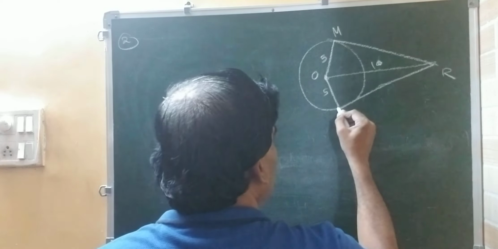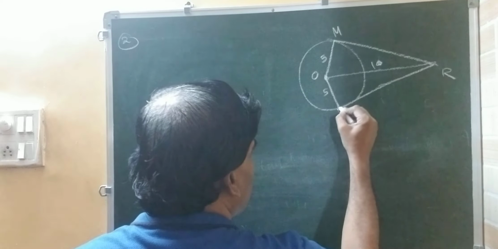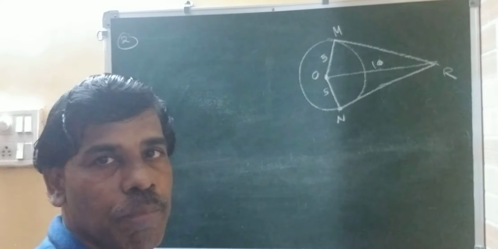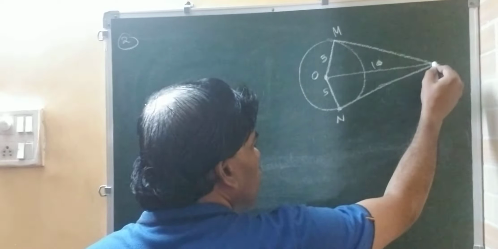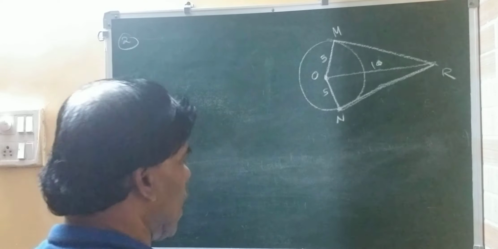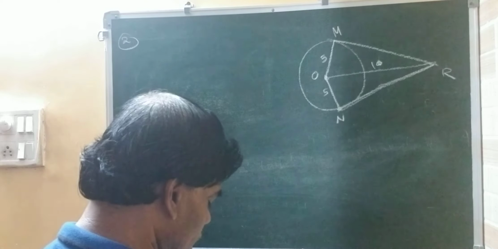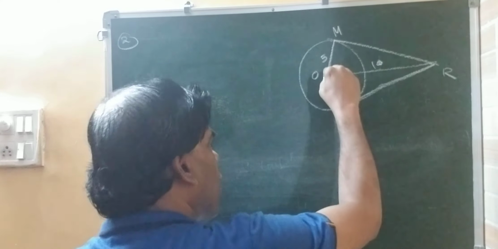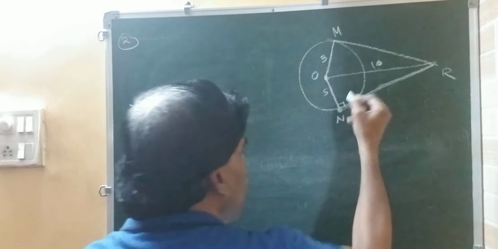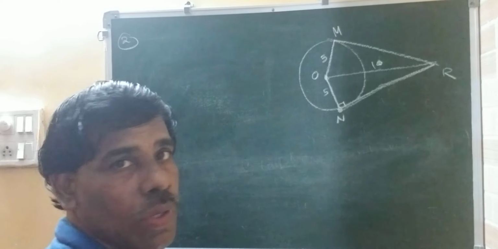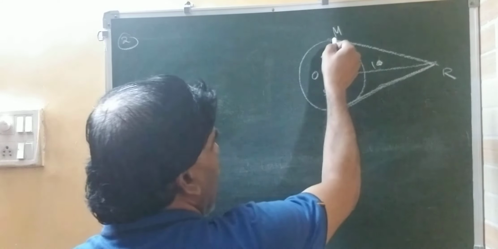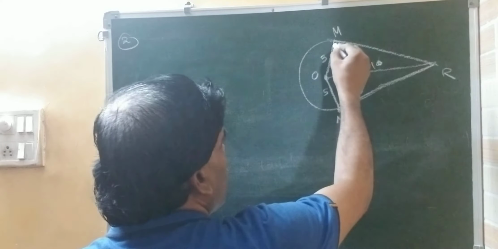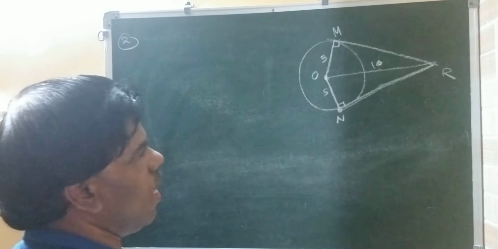Now look at this. This is a tangent to the circle touching at the point N. So see what the tangent theorem says. What does the tangent theorem say? A tangent at any point of the circle is perpendicular to its radius. So it is 90 degree. Similarly, this is also a tangent touching at the point, making 90 degree with the radius.